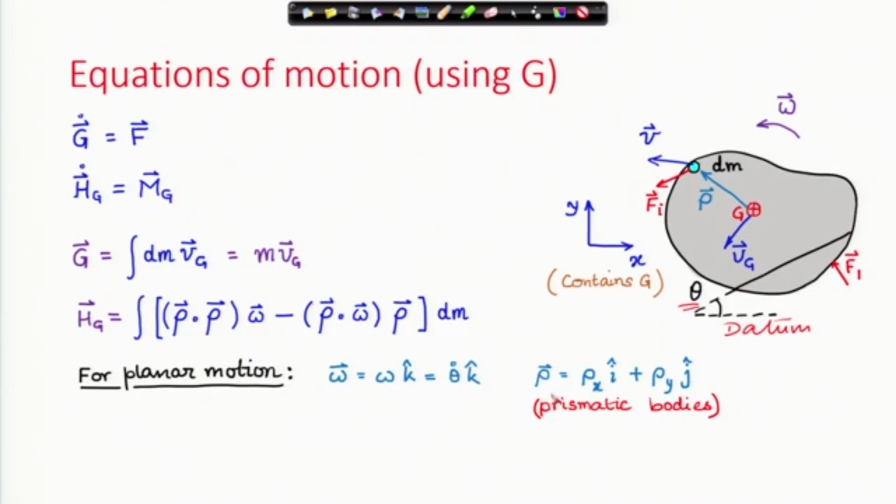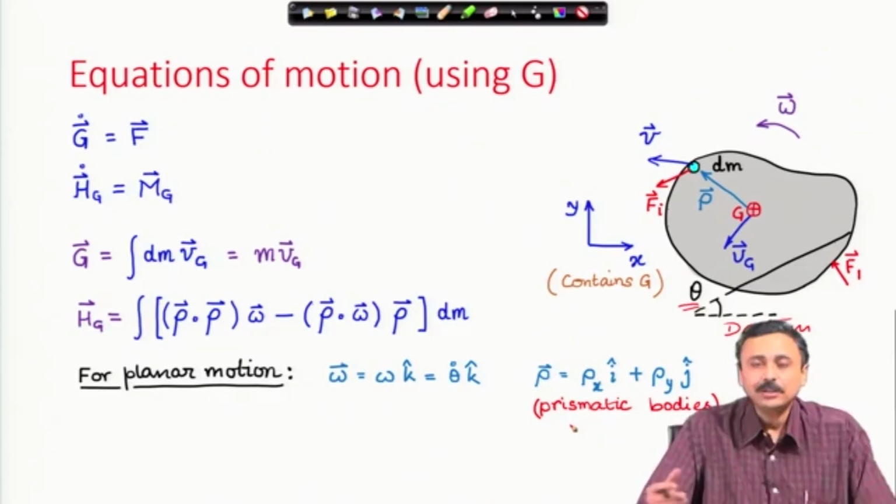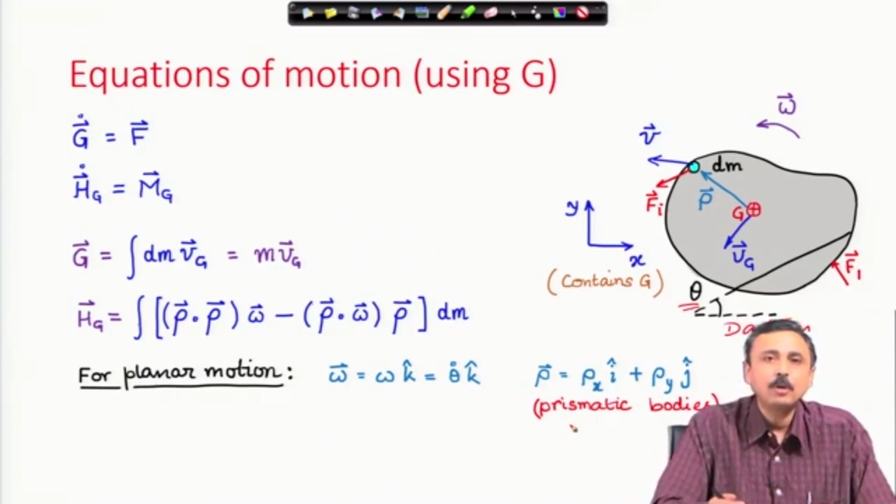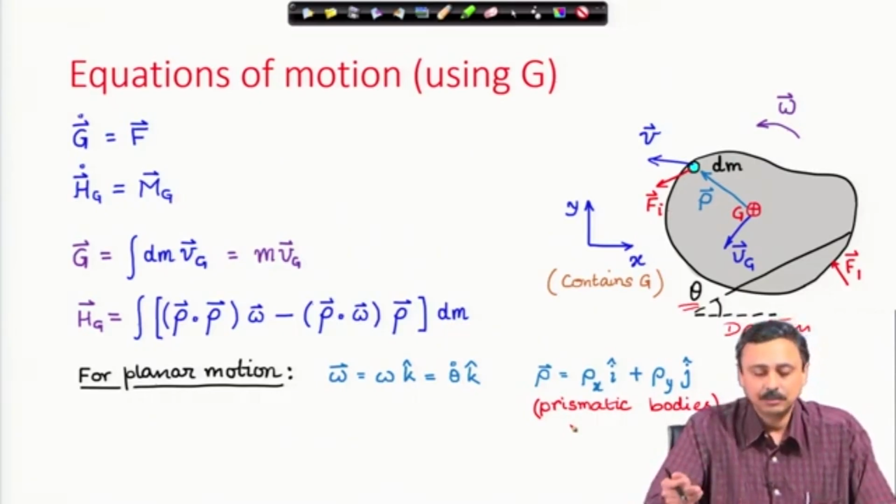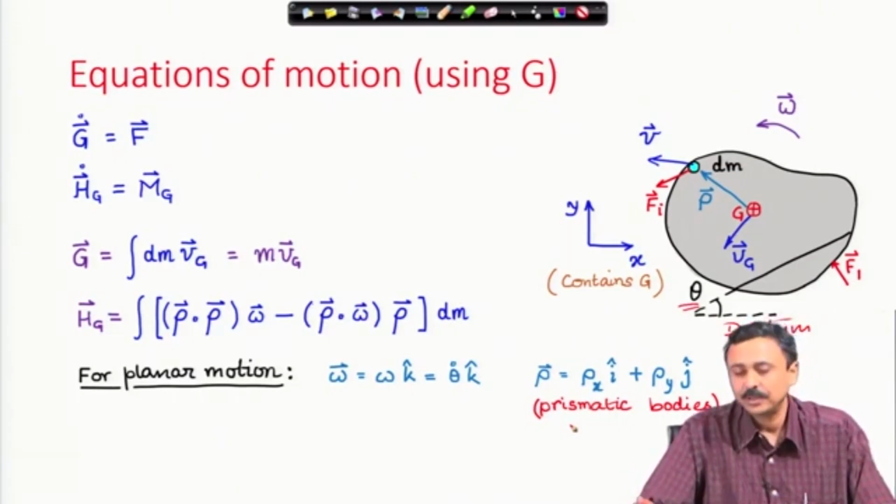We are going to define this vector rho in terms of only I cap and j cap, and this is true for prismatic bodies. We are going to look at this simplification first, because if the bodies are not prismatic, in case of general bodies, having planar motion and specializing the angular momentum equation to planar motion is not possible. This is what we are going to look at in a future lecture.